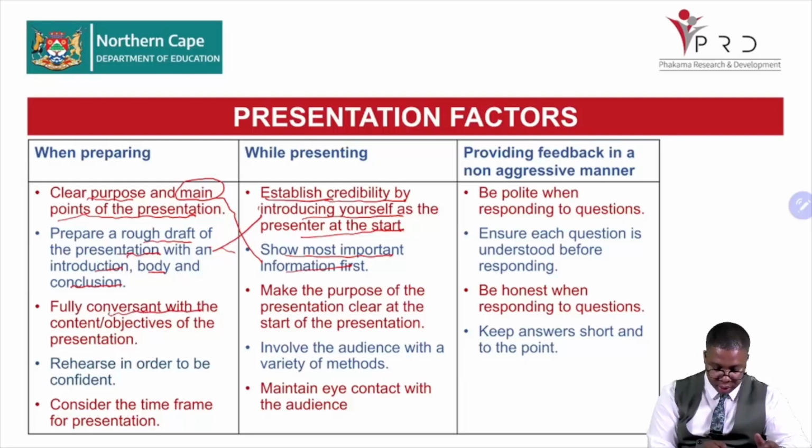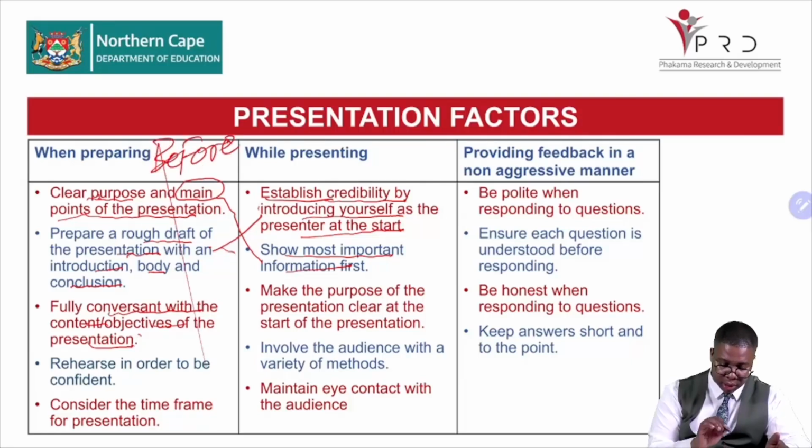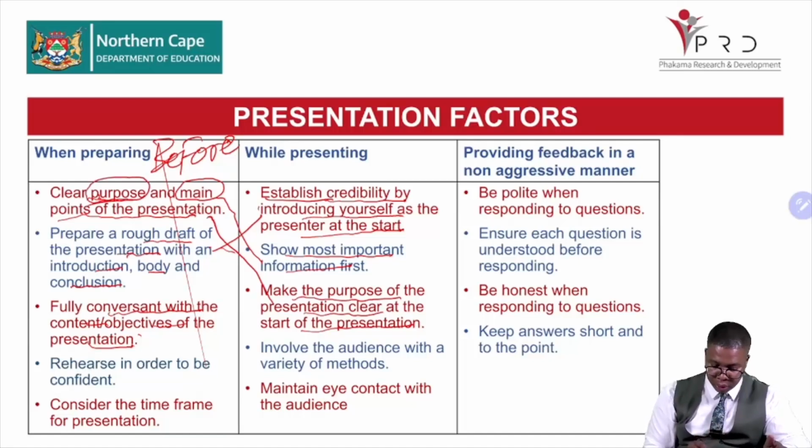Then be fully conversant with the content or objectives of the presentation. And hence, again, being fully conversant with the content of the presentation means that you present very well. So this would happen before the presentation. Then, as we look into while presenting, make the purpose of the presentation clear at the start of the presentation. Hence, when you are preparing, you had to be clear around the purpose. Hence, we say make the purpose clear.